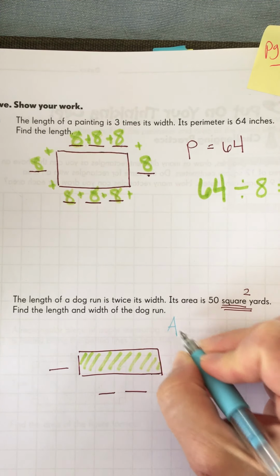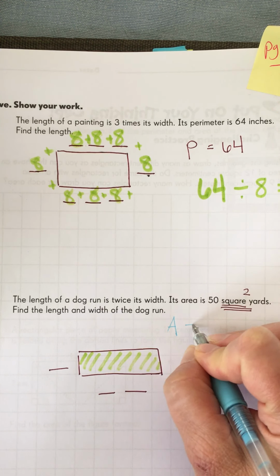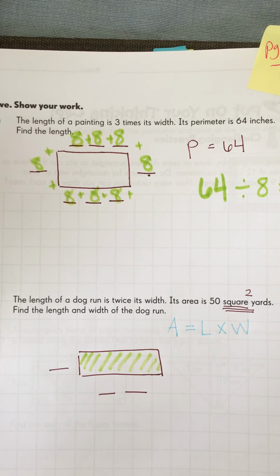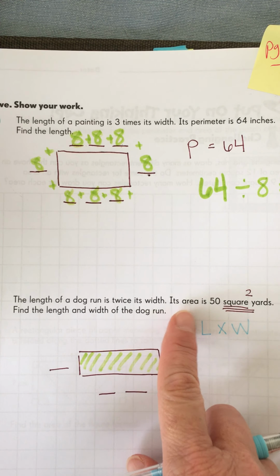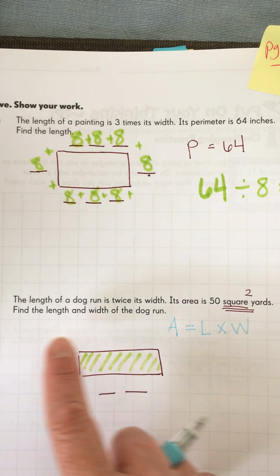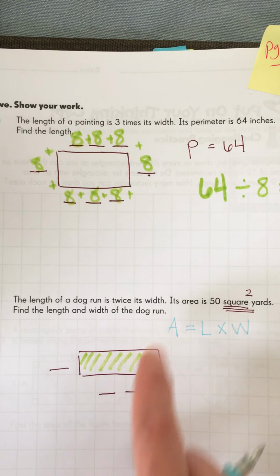What's the formula, nerdy Nawg dogs? You need to know this. Area equals length times width. Okay. So again, it says the length of the dog run is twice its width. Its area is 50 square yards. Find the length and the width of the dog run.